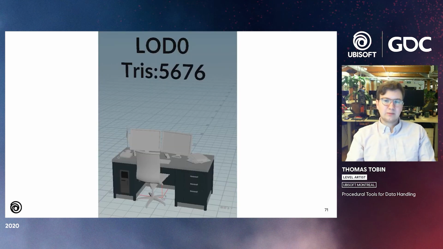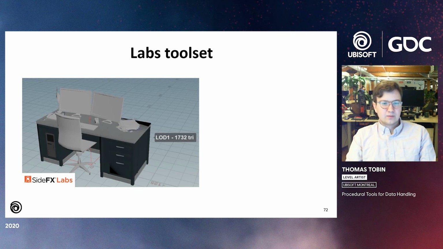So let's end up looking at what we actually created. The start of the mesh, let's look at this desk again. LOD 0 is 5600 polygons. Using the labs toolset, we could bring it down to 1700. However, you can see there's a couple normal shading issues down below on the bottom of the chair. We've destroyed the little wheels, and the monitors are just starting to get a little too flat for my liking.